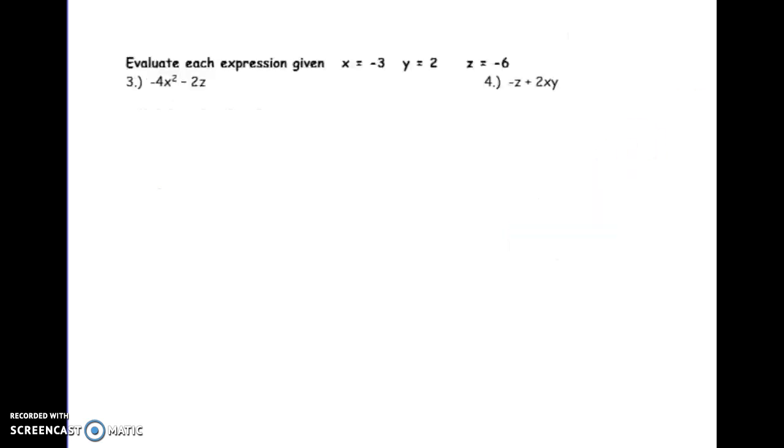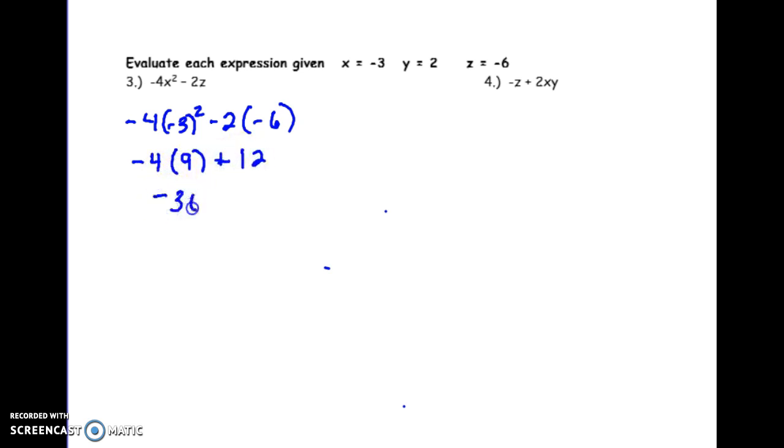Okay, moving on, number 3, we're going to evaluate each expression. In this case, x is -3. So -4 times -3 squared minus 2 times my z, which is -6. So when I evaluate this, I'm going to be careful. -3 squared is positive 9. So -4 times 9 plus 12. -4 times 9 is -36 plus 12 gives me -24.